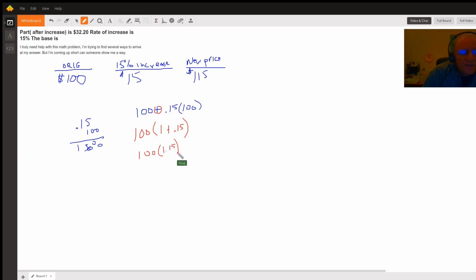So what I'm suggesting, instead of going through this, is that we can just multiply the original price by 1.15 to get the new price. The 1 is really representing the original price. The 0.15 is 15% of the original price. What is 100 times 1.15? Well, that's just moving the decimal point 2 places to the right. It's 115.